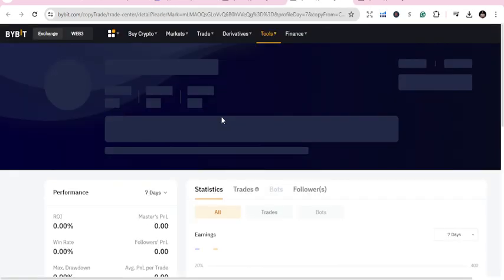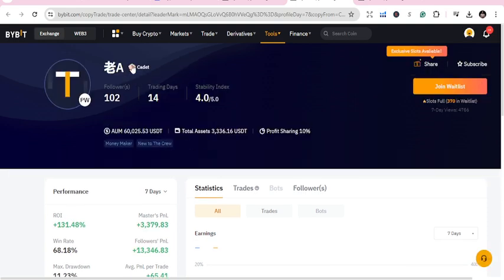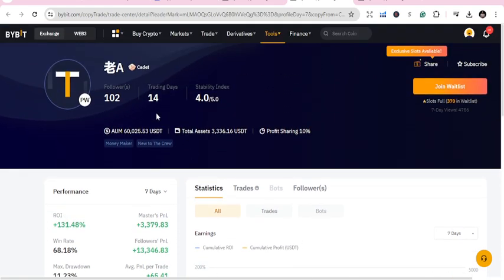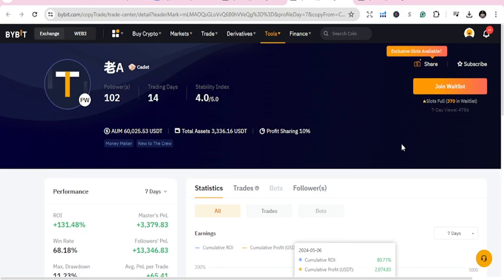I don't know how to call this, but it's A. And he also has 131.48% trading return on investment. He has just 14 trading days, but his trading is full. You can't copy him because it's full. You have to wait. Simply, it means that people are seeing the potential in whatever he's doing.